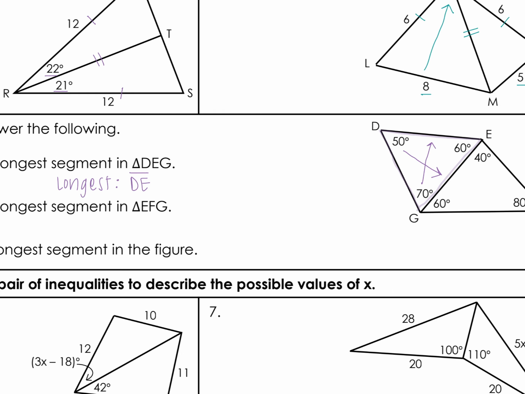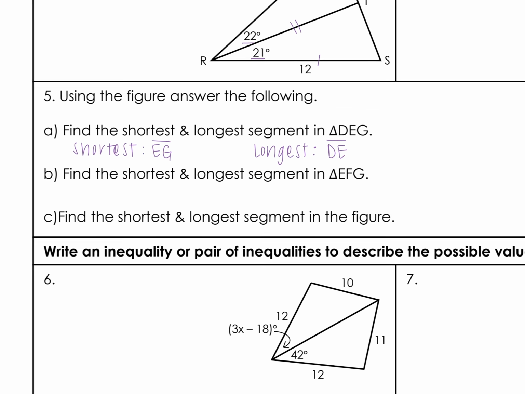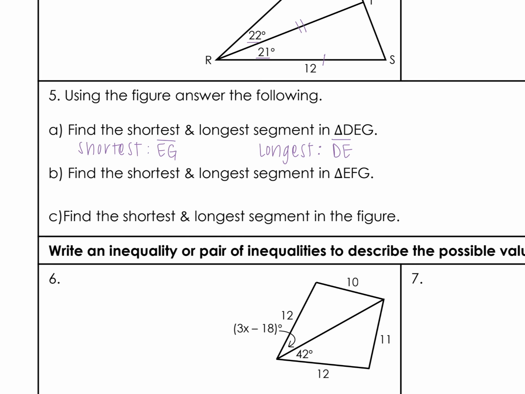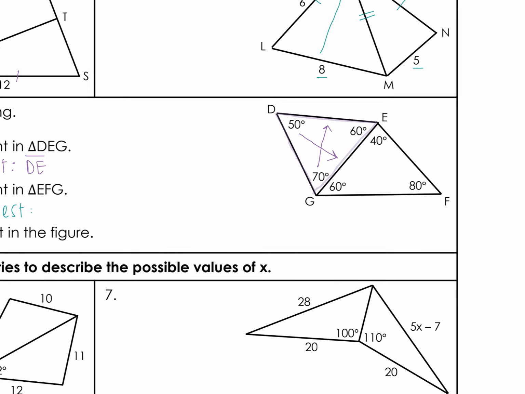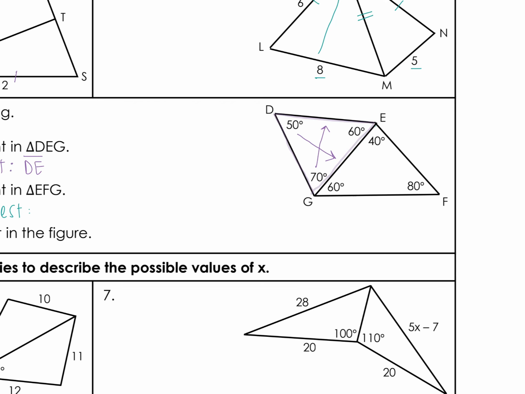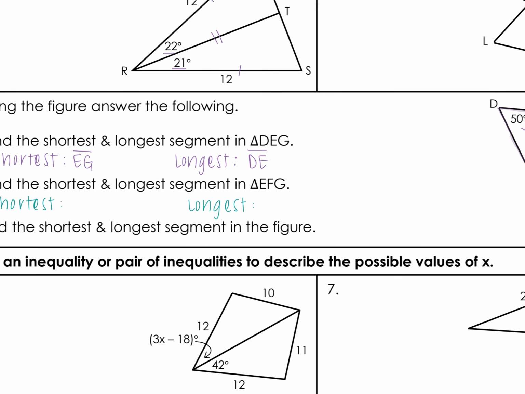Okay, now let's look at the next one. We've got find the shortest and the longest segment in my triangle EFG. So we're going to just write it out real quick. All right, so my shortest one, we're looking at this triangle here. We'll see that the shortest should be opposite my smallest angle, which is going to be that 40 degrees. Okay, so that means that GF is going to be my shortest one.